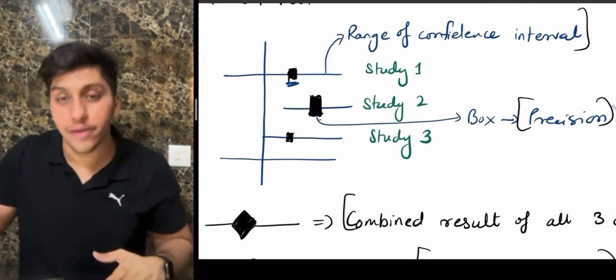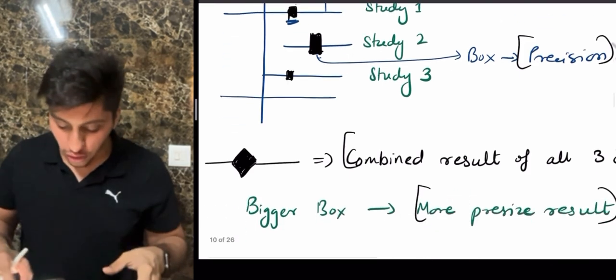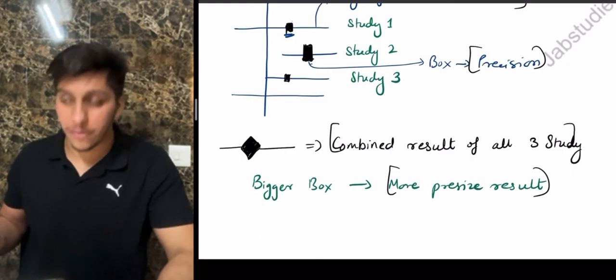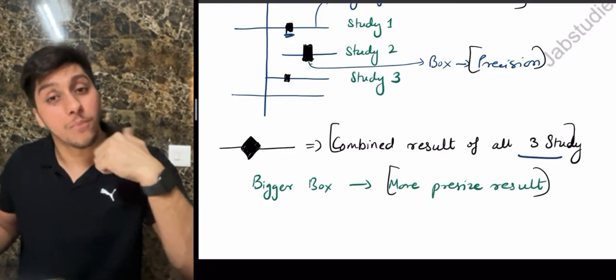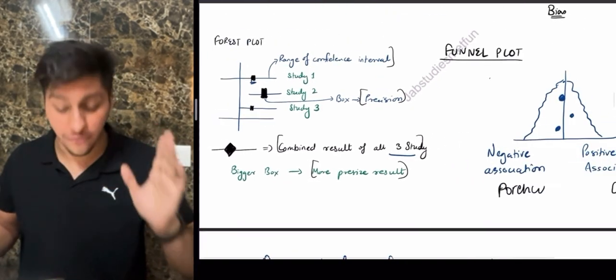So this is study 1, 2 and 3. When you want to combine these 3 studies together in the horizontal confidence interval, you represent it in the form of a diamond. That is a combination of all the 3 studies. Bigger the box, more precise the result, that you should know. This is your forest plot.